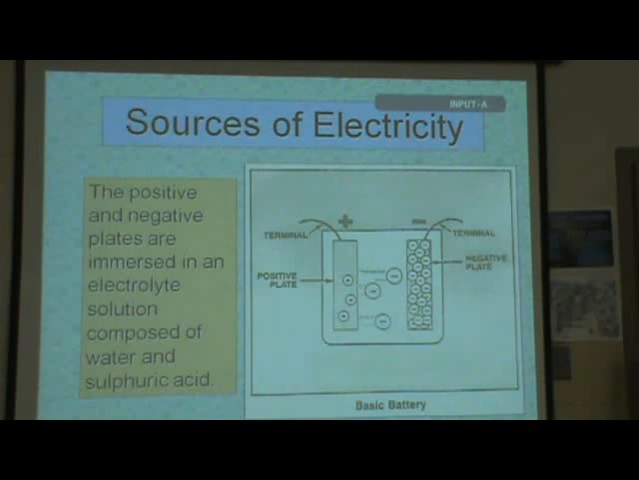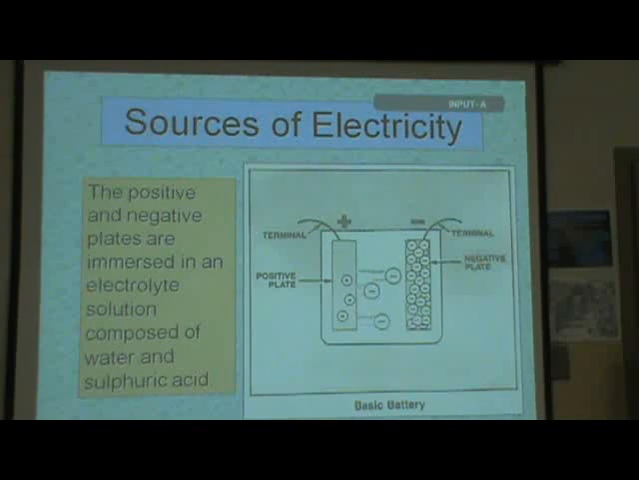But the long and the short of it is, if your plates are submerged in sulfuric acid, it's the acid that provides the... You know, how many of you have fooled with these HHO generators? You know what I'm talking about? I studied them.